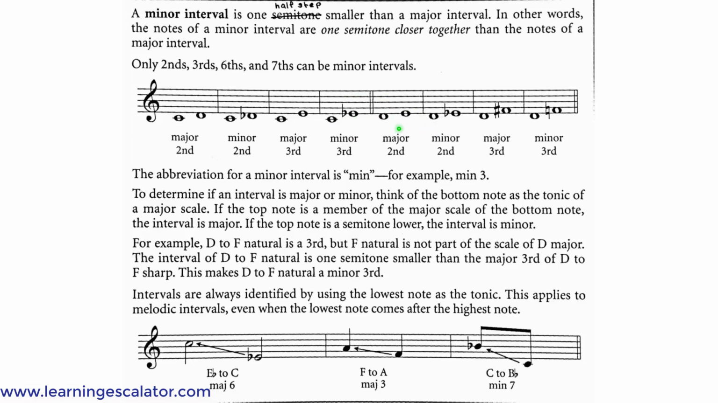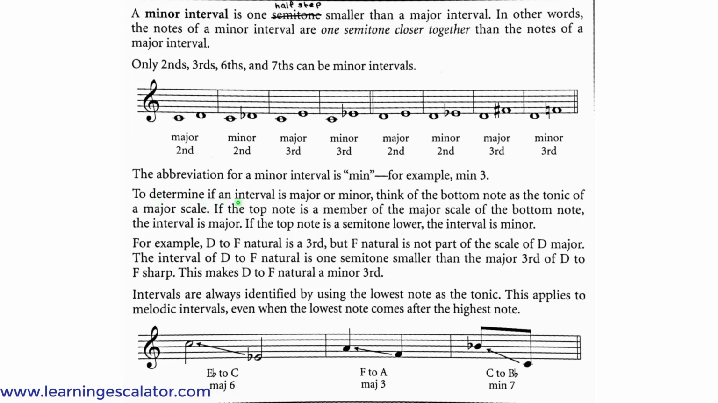D to E is a major second. If you lower the E by 1/2 step, that's D to E flat, which is a minor second, and D to F sharp is a major third. If you lower the F sharp by 1/2 step, that's D to F, which is a minor third. The abbreviation for a minor interval is MIN. For example, minor third is written like this.